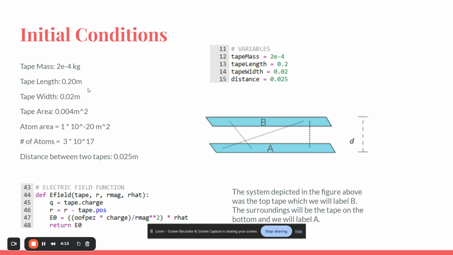We began by preparing two pieces of tape and charging them. We noticed that the tapes repelled each other, which indicated that they both had the same type of charge. In this case, it was positive. From there, we collected data including the mass, length, width of the tape, and we also measured the distance between the two repelling tapes. This came out to be approximately 2.5 centimeters or 0.025 meters. Here we also have the number of atoms in the atom area, and we will be using that as well later.